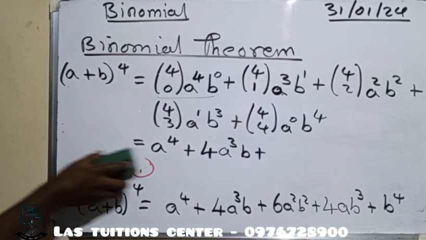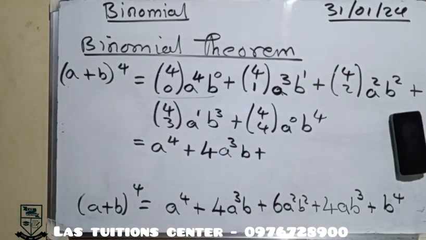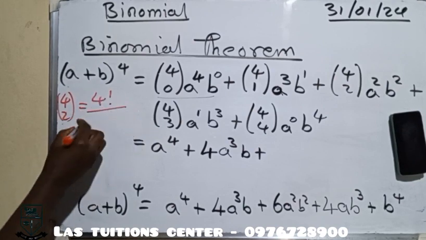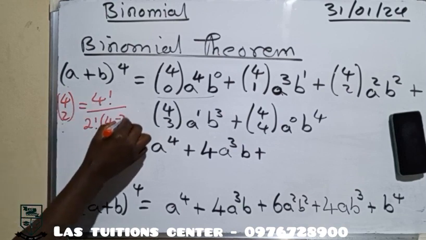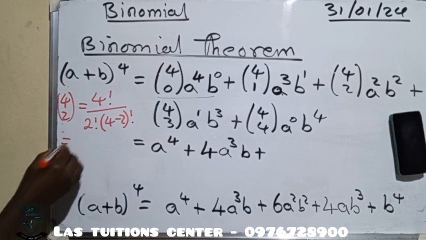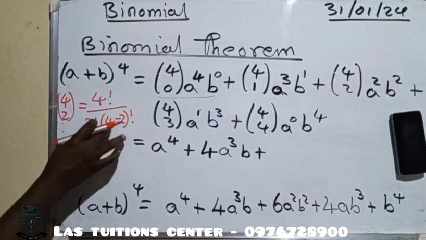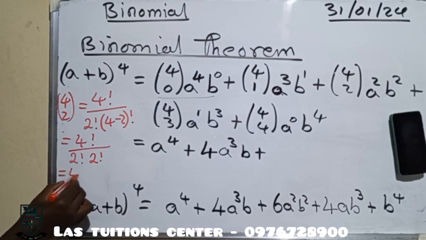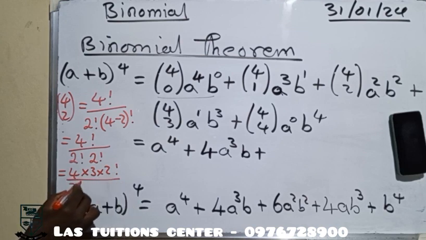Let's try the other one, which is 4 choose 2. So we have 4 choose 2, which is going to be 4 factorial over 2 factorial, then in brackets 4 minus 2 factorial. Outside here we have 2 factorial, and 4 minus 2 gives us another 2 factorial. So this is going to be 4 times 3 times 2 factorial over 2 factorial times the other 2 factorial, which will simply be 2 times 1.